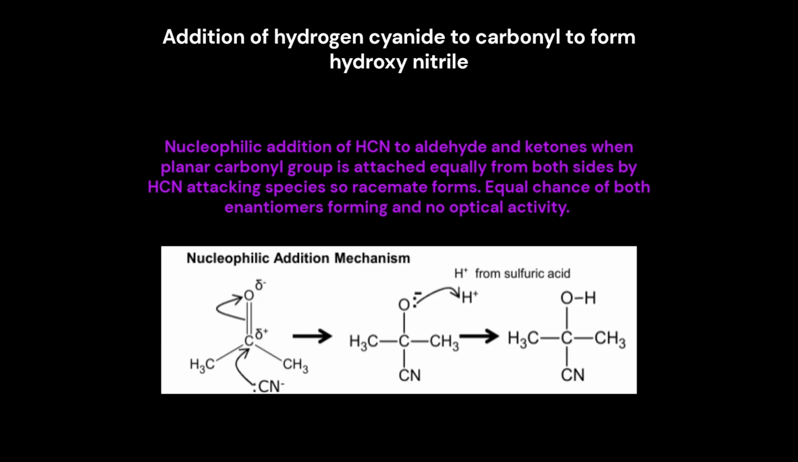In nucleophilic addition of HCN to aldehydes and ketones, the planar carbonyl group is attacked equally from both sides by the HCN attacking species, so a racemate forms. There is an equal chance of both enantiomers forming, and so no optical activity.